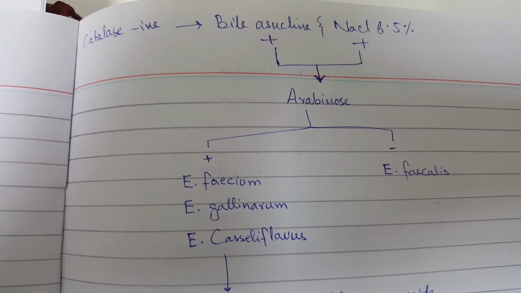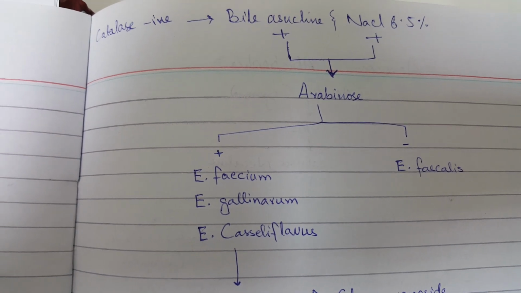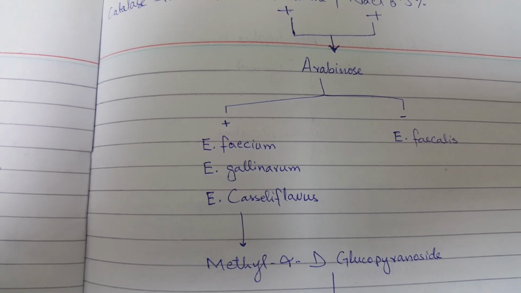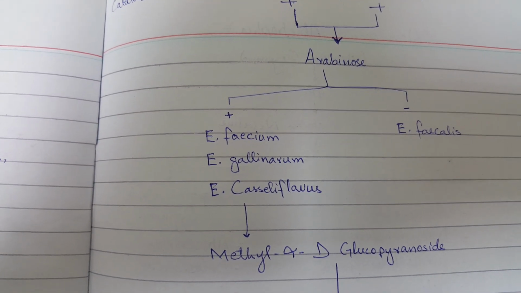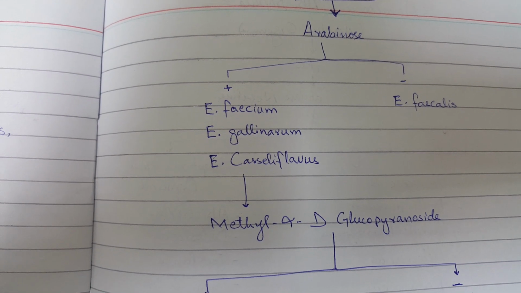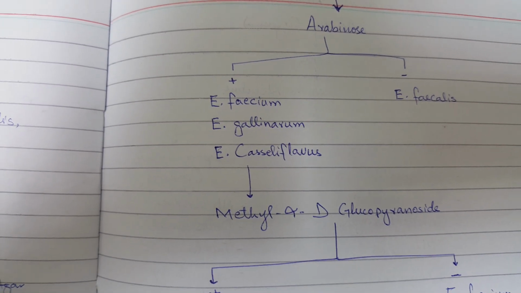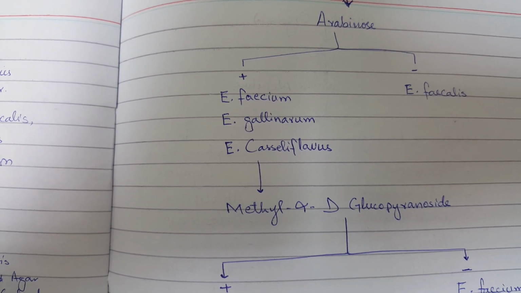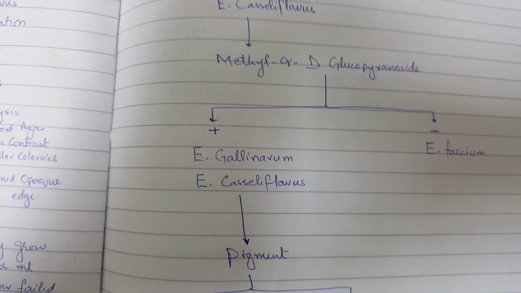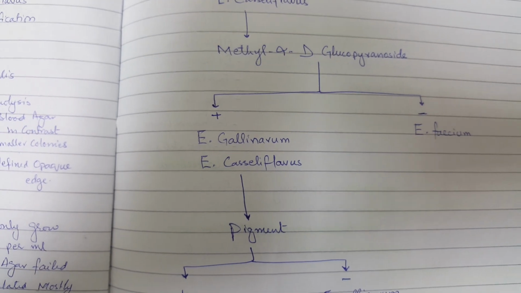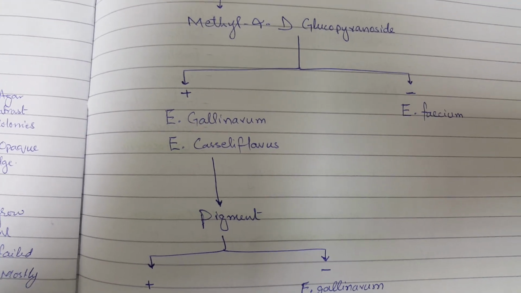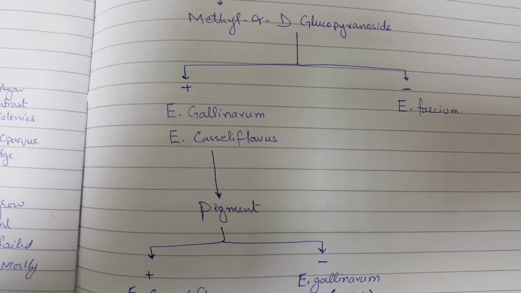If we have gram-positive cocci that are catalase negative, bile esculin positive, NaCl positive, and arabinose negative, that is Enterococcus faecalis. If arabinose is positive, then it may be Enterococcus faecium, gallinarum, or casseliflavus. Then we use methyl alpha D-glucopyranoside, which is negative for Enterococcus faecium and positive for gallinarum and casseliflavus.